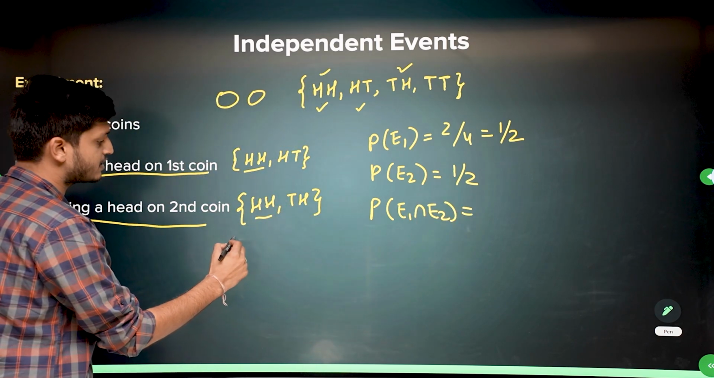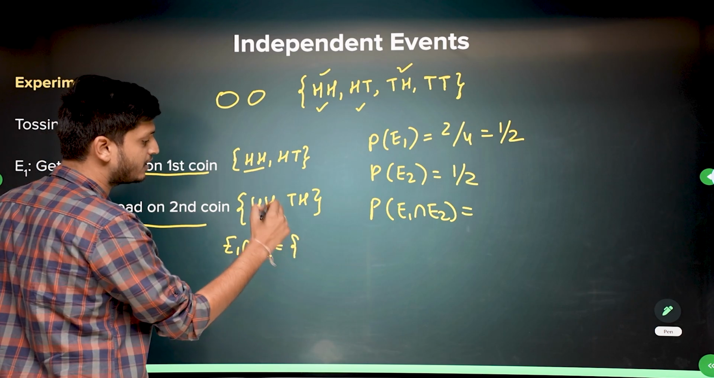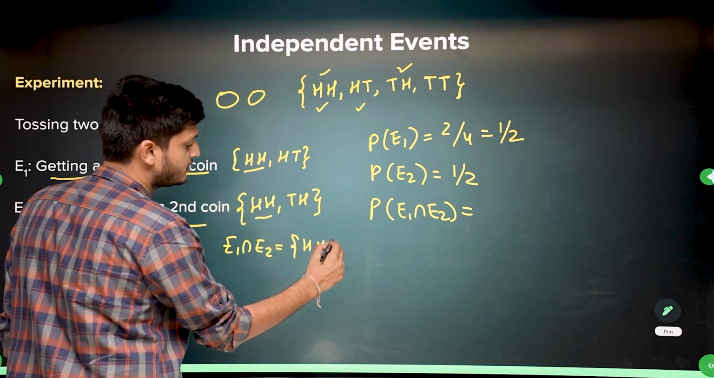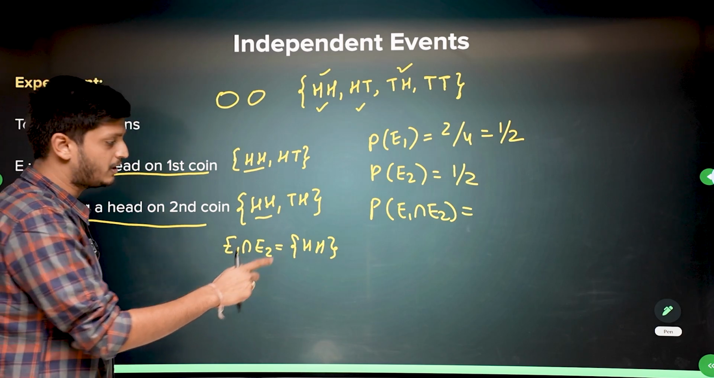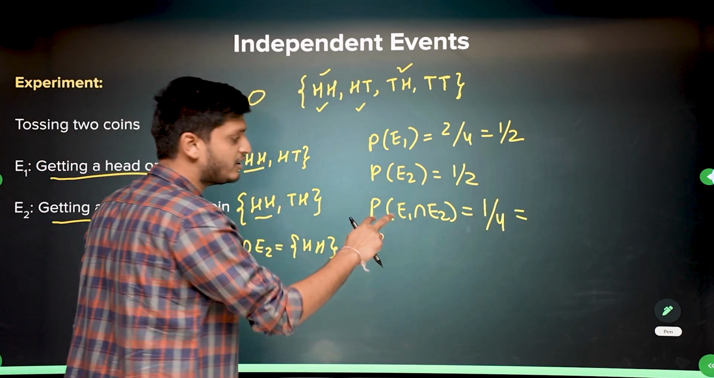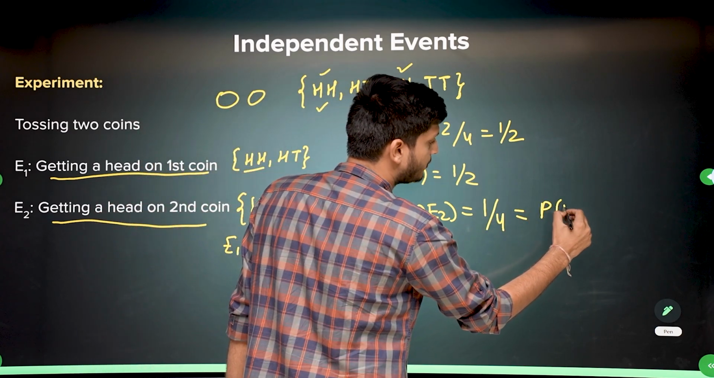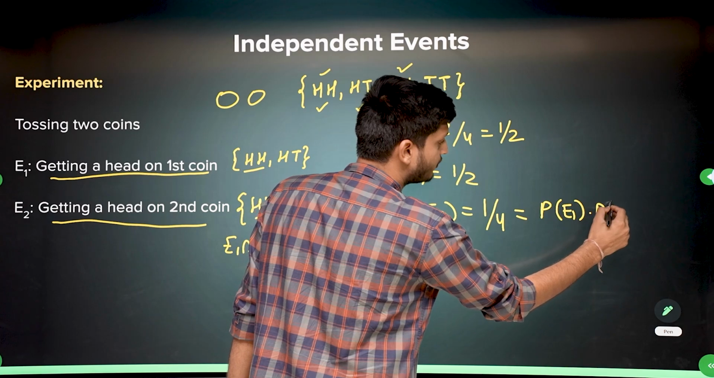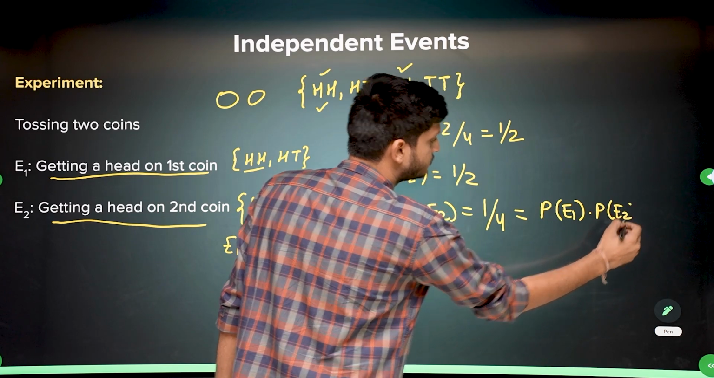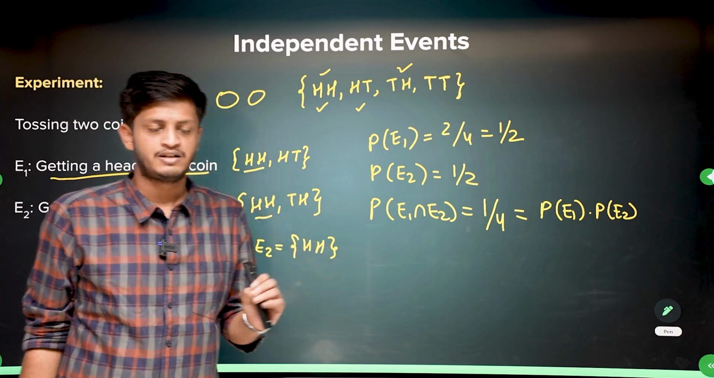So what is E1 intersection E2? We already saw there is one element which is common in both E1 and E2, which is heads-heads. So the probability of E1 intersection E2 becomes 1 by 4. And here we can see that the probability of E1 intersection E2 is indeed equal to the product of the individual probabilities, probability of E1 times probability of E2. Right? So hence they are independent.